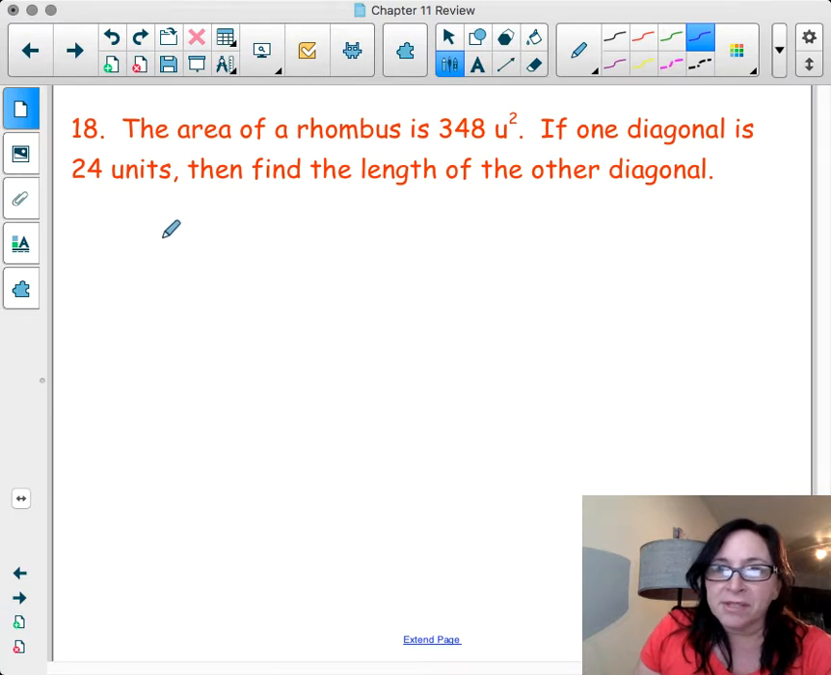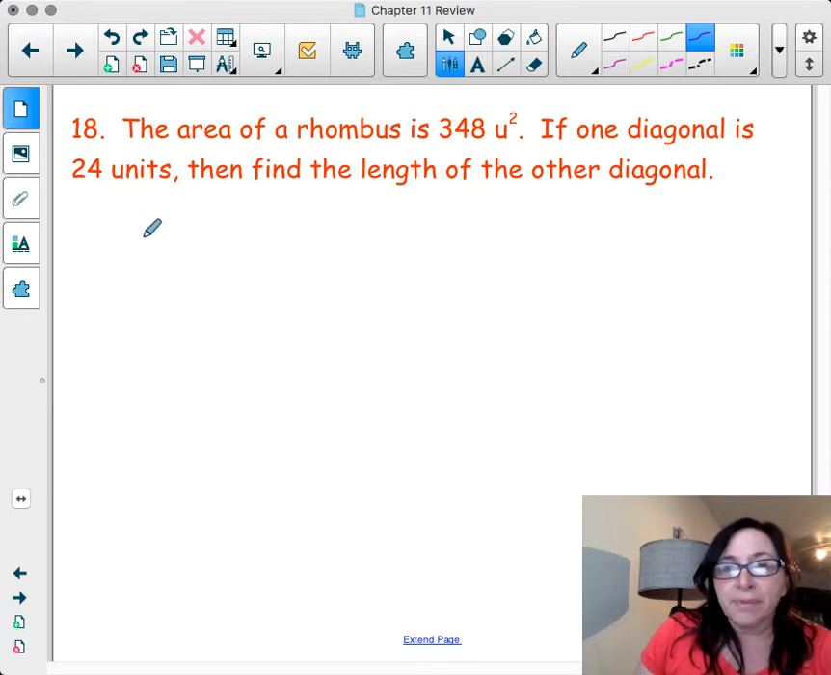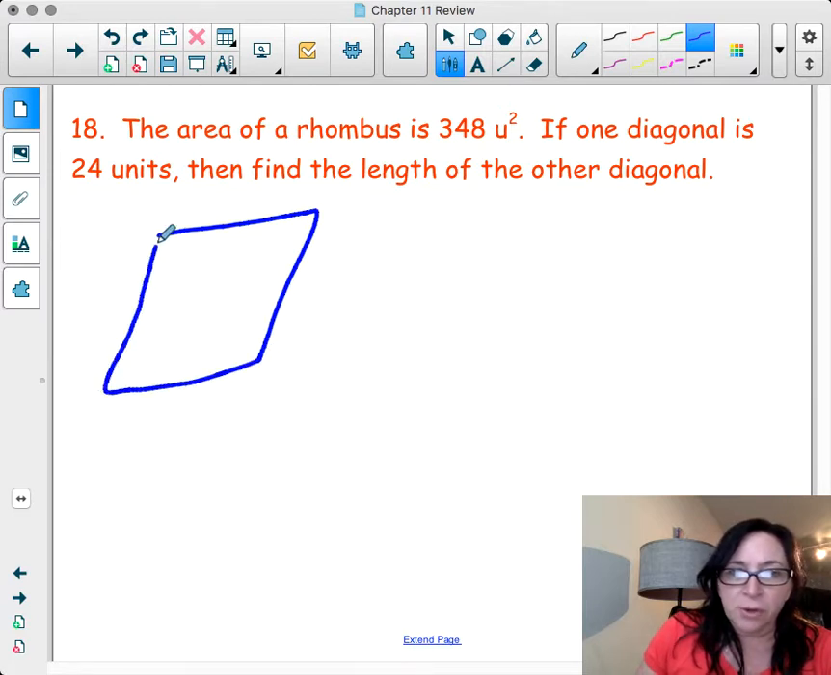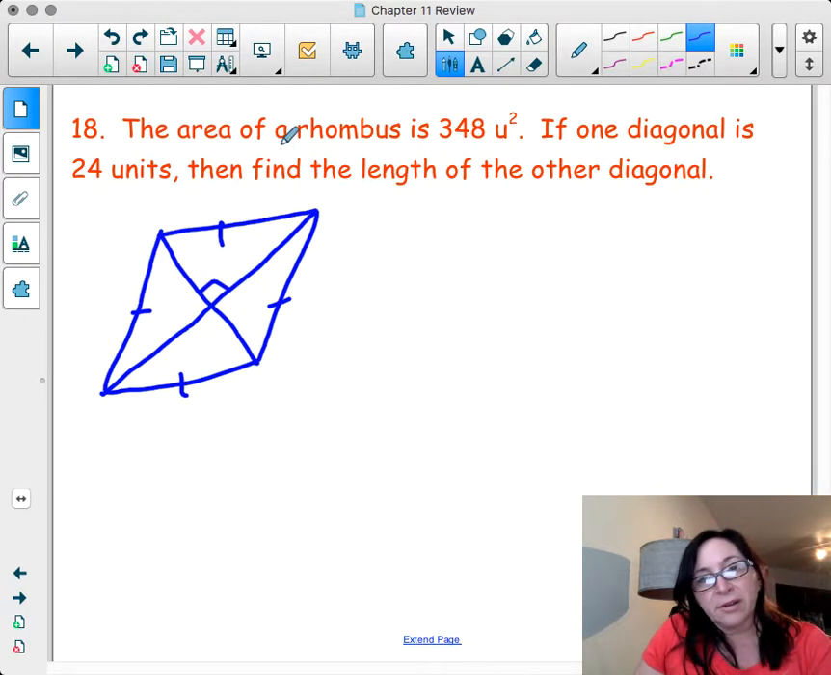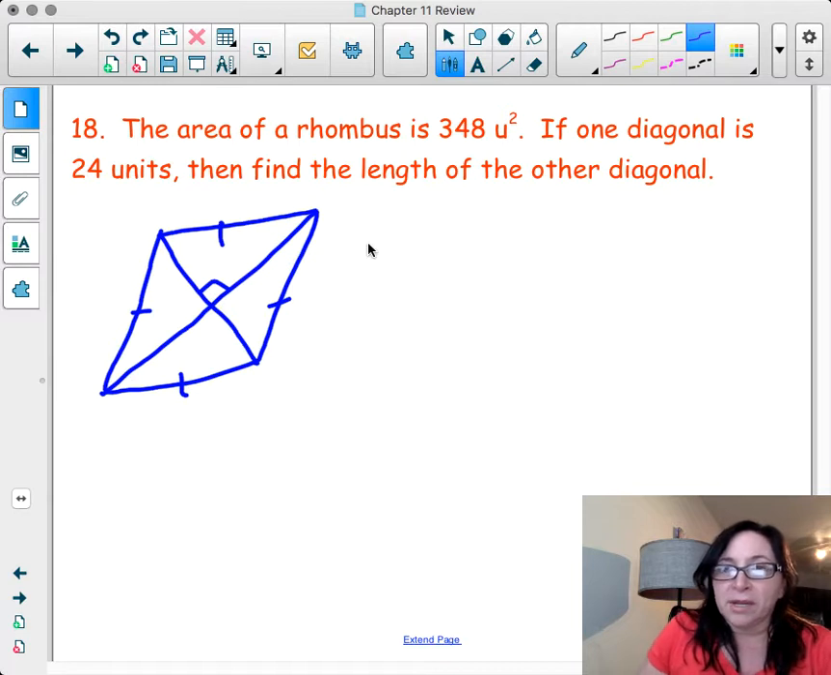So the area of a rhombus is 348 units squared. So let's draw a rhombus. Remember, a rhombus has four congruent sides. It has diagonals that bisect each other. It has diagonals that bisect the angles. It has diagonals that are perpendicular, none of which we need for this problem.